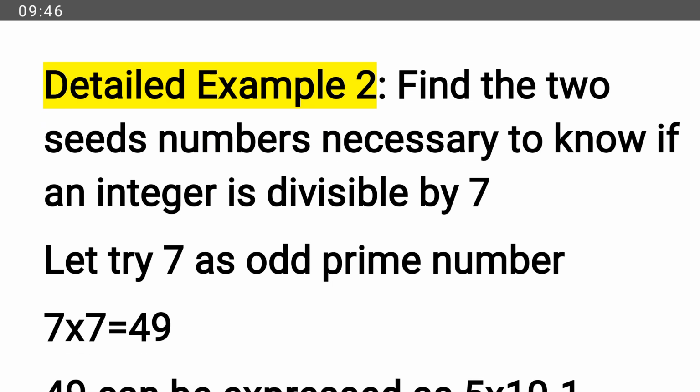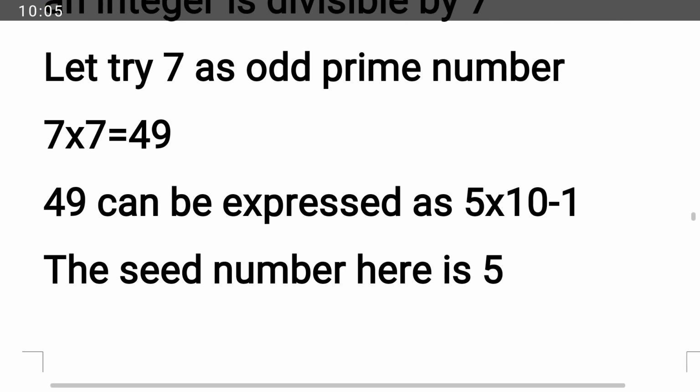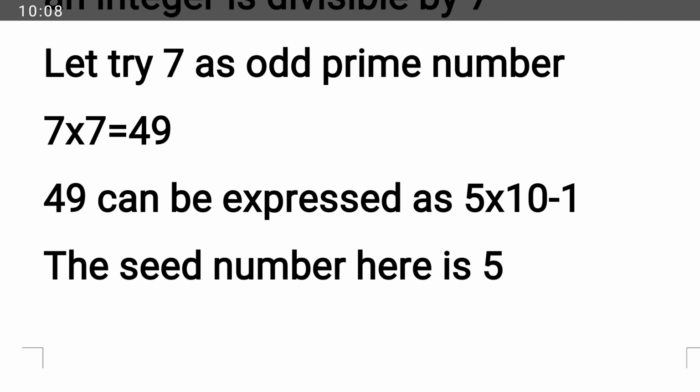Okay, let's quickly look at the case of 7. For 7 here, we see that the number that can multiply 7 so that the unit becomes 9 is 7. 7 times 7 is 49. And 49 is the same thing as 50 minus 1. So we can say 50 is 5 times 10 minus 1. So that quickly gives us that the seed number for 7 is plus 5, because this one ended with minus 1. If we go back to 3, when we say 3 times 7, the seed number is minus 2. So the two seed numbers for 7 are 5 and minus 2.